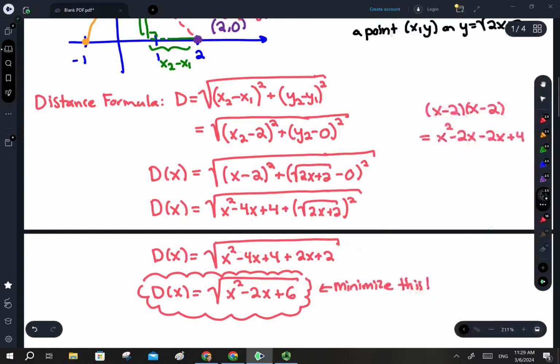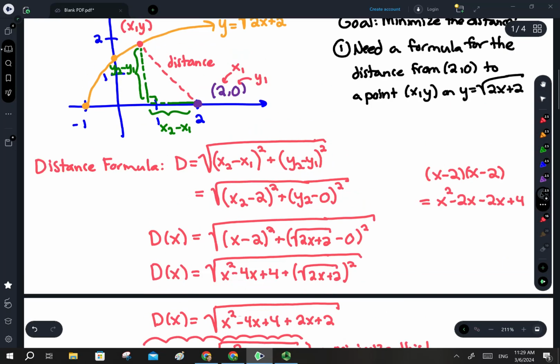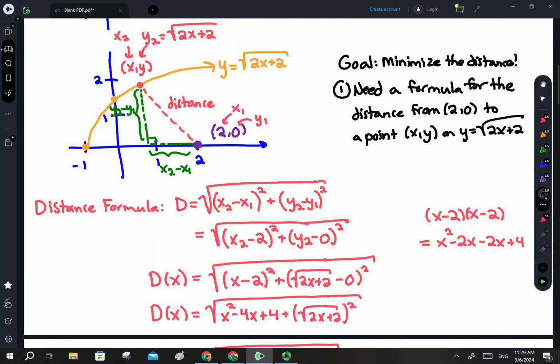So in terms of our goal, we've completed the first step. We're trying to minimize the distance. We now have a formula for that distance. So our next step is going to be to find the derivative and then use that to find the critical numbers. Remembering that the critical numbers are candidates for where our function could have a minimum or a maximum.